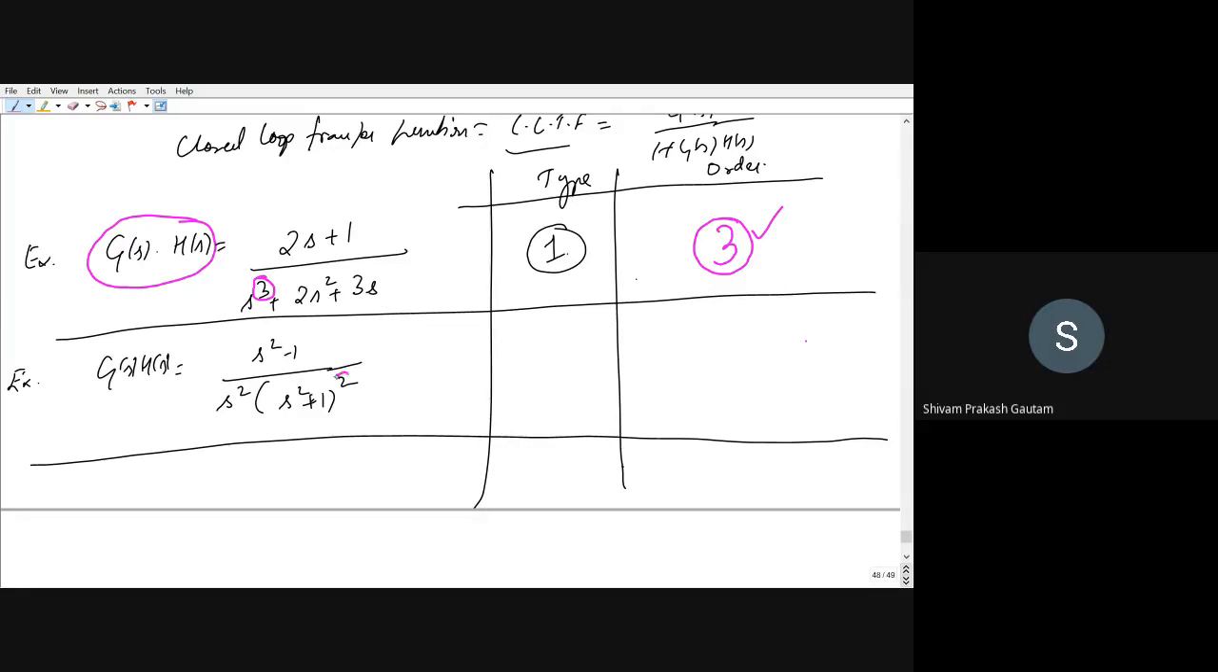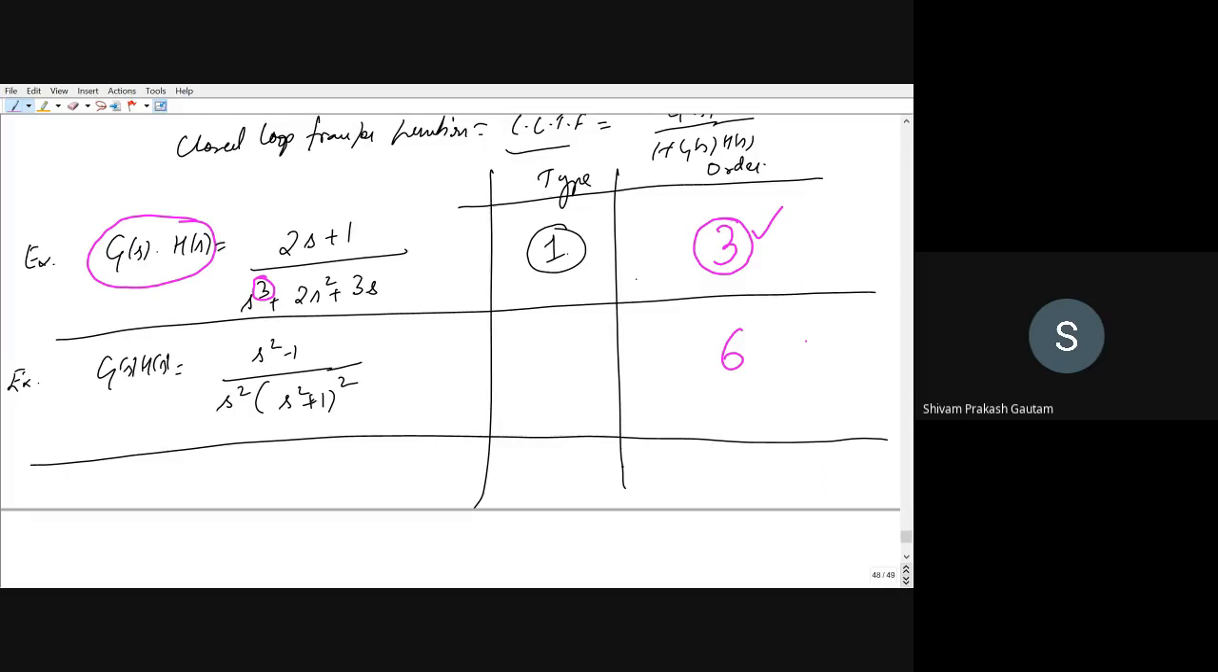Can't you see s square is also here? So when you open the square, that will be s to the power 4. And s to the power 4 multiplied by s to the power 2 will be s to the power 6. The maximum power is 6.